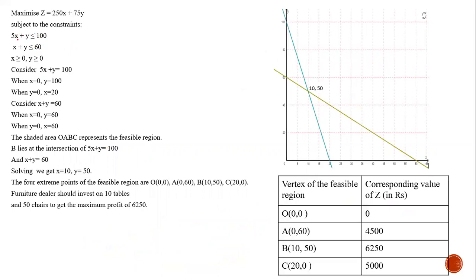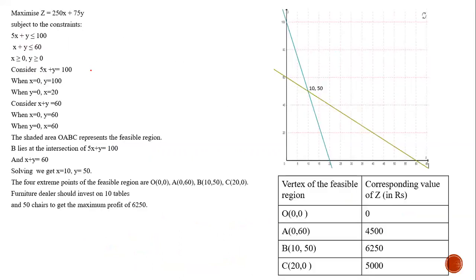The first constraint is the investment constraint, that is 5x plus y less than or equal to 100. The second constraint is the storage capacity, so x plus y less than or equal to 60. And here, since x is the table and y is the chair, x can be written as greater than or equal to 0, and y can be written as greater than or equal to 0.